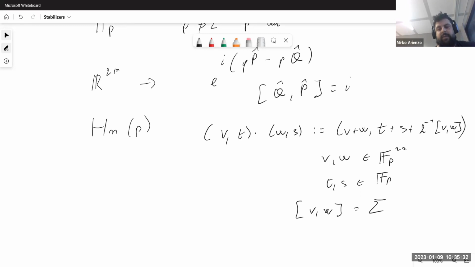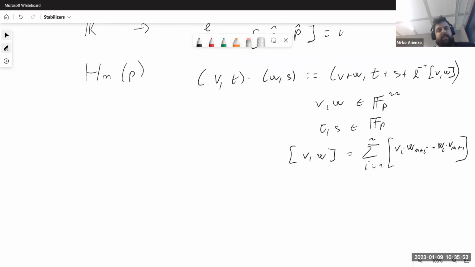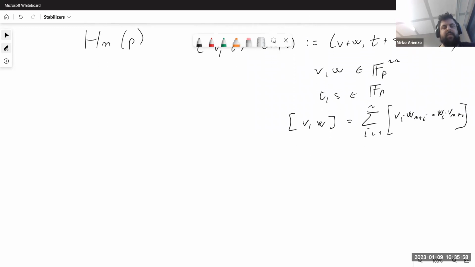So this is written in this way: V_i W_{n+i} minus W_i V_{n+i}. The reasons why we need this group are basically two, I think. The first one is that we can consider the irreps. We can classify the irreps of H_n.